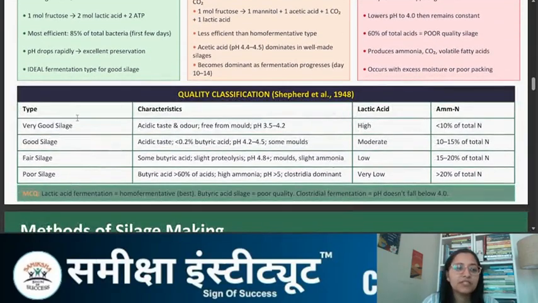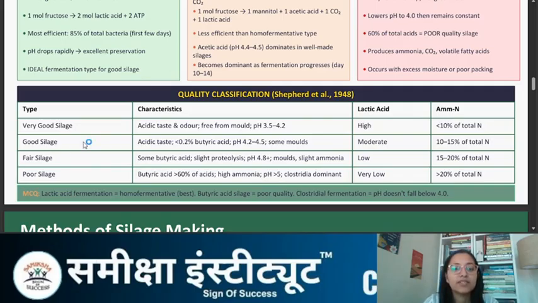Then classification. The very good silage will have an acidic taste and odor, and it should be free from mold. The pH should be 3.5 to 4.2, and the lactic acid content will be very high. Ammonia nitrogen should be less than 10% of total nitrogen.